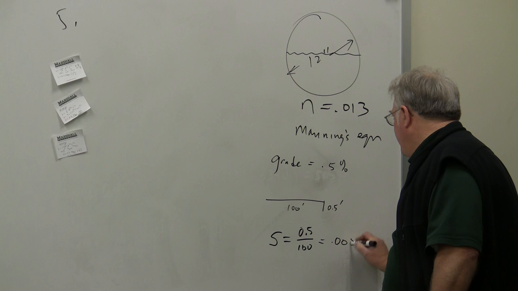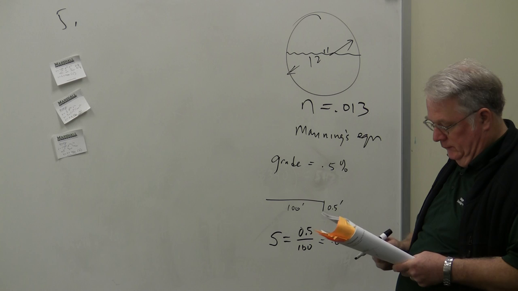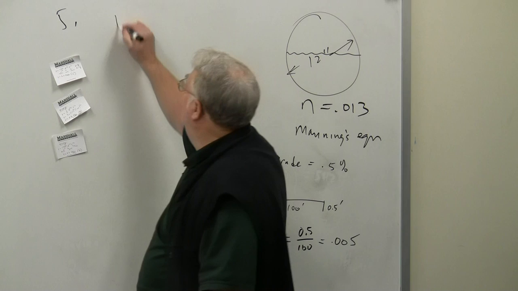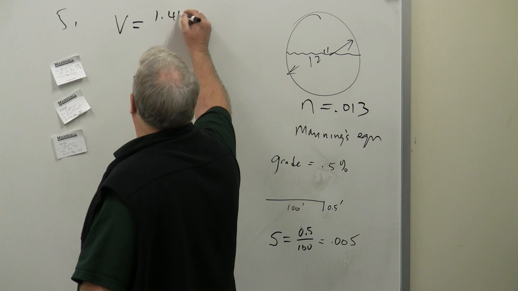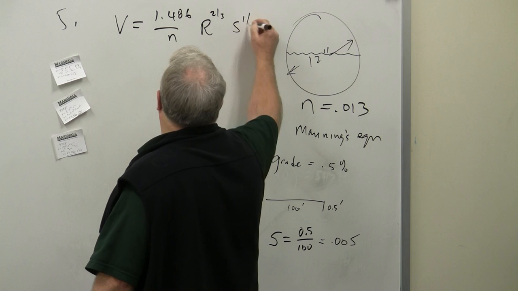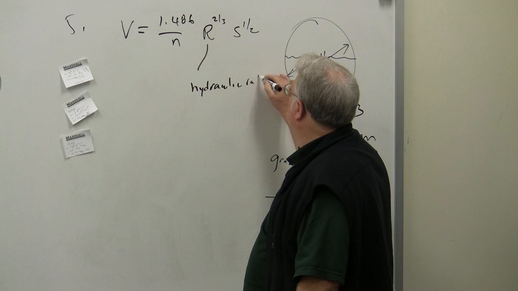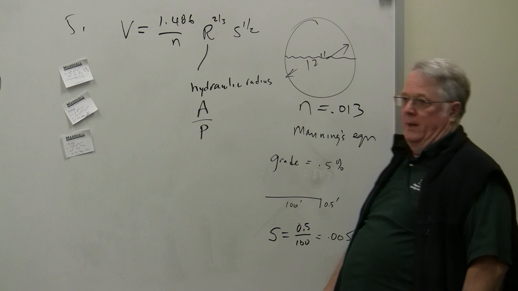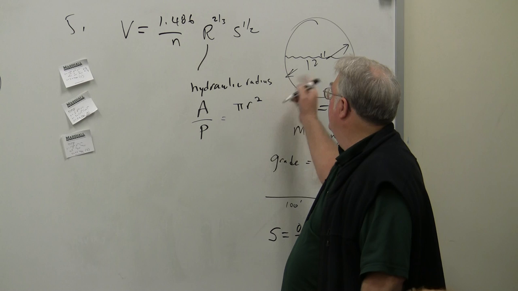So here's what the question says. The flow velocity in this sewer is most nearly. So we want V. Okay? And V is 1.486 over N, R to the 2/3, S to the 1/2. With R being the hydraulic radius, which is the cross-sectional area flow divided by the wetted perimeter. The cross-sectional area flow for a circle is pi R squared. In this case, it's going to be 1/2 pi R squared, right?